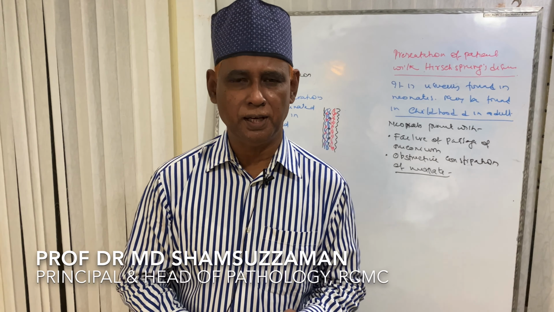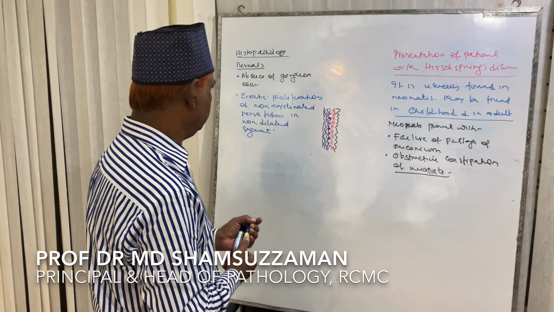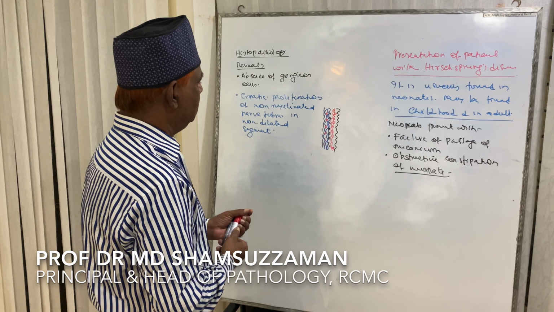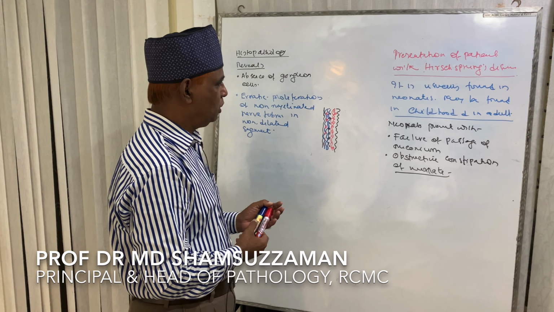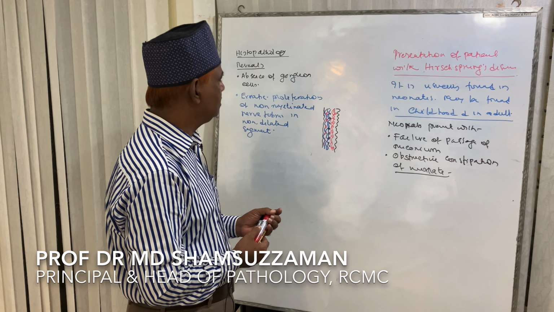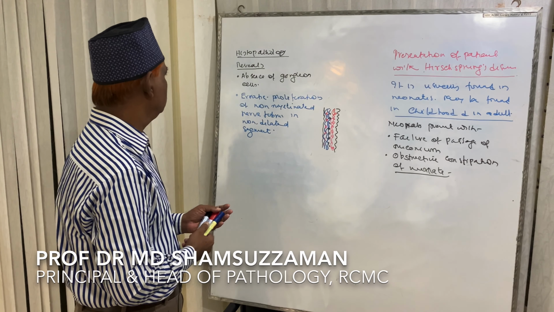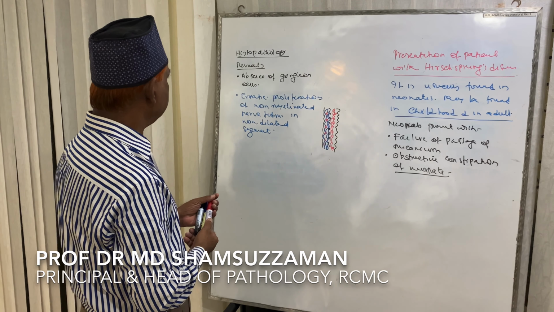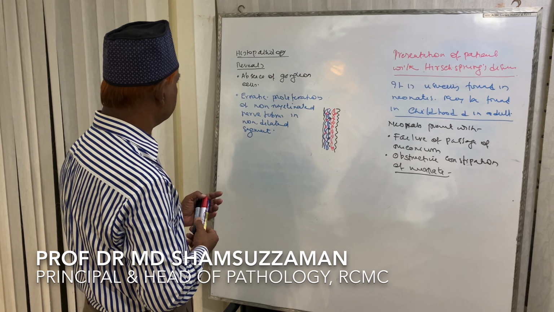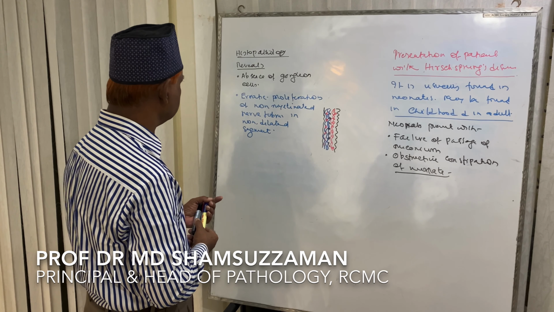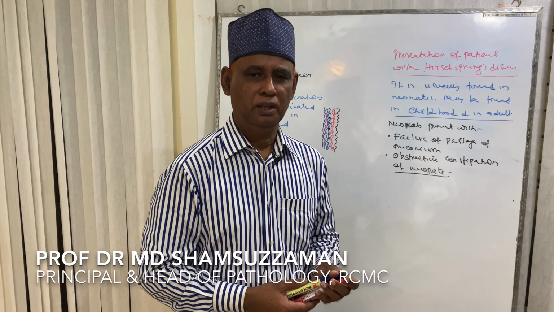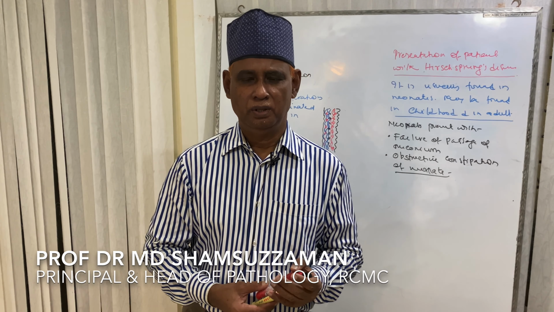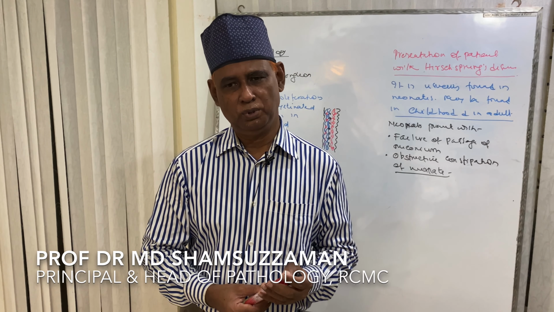It is usually found in neonates, may be found in childhood and in adult. Neonate presents with failure of passage of meconium and obstructive constipation. Histopathology reveals absence of ganglion cells and erratic proliferation of non-myelinated nerve fibers in the non-dilated segment. Dear audience, this is all about Hirschsprung disease in a nutshell. Today up to this, thanks all.